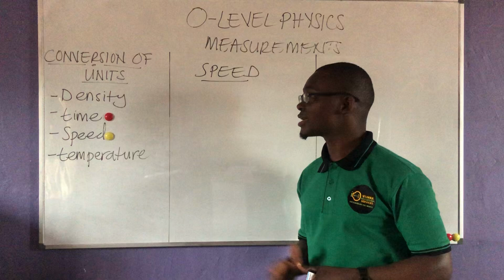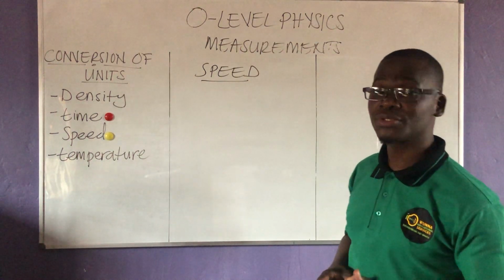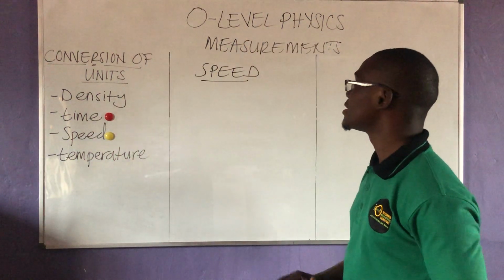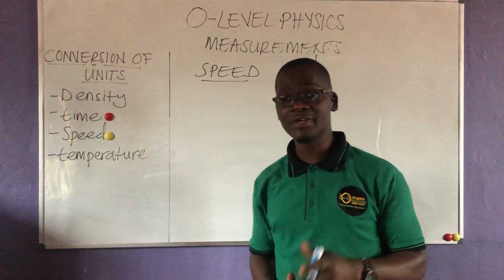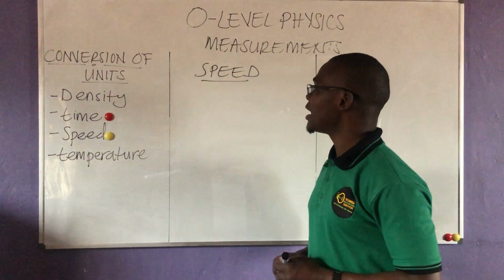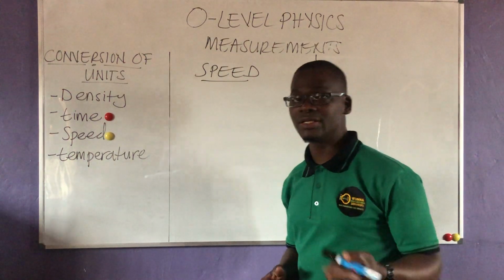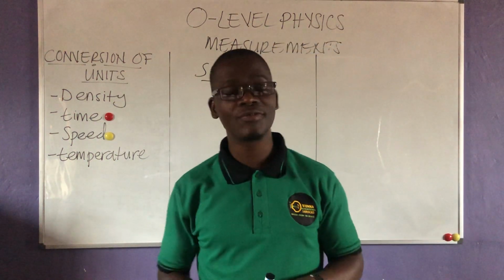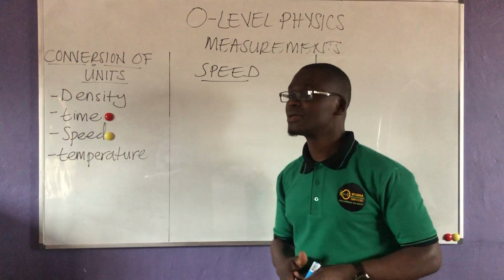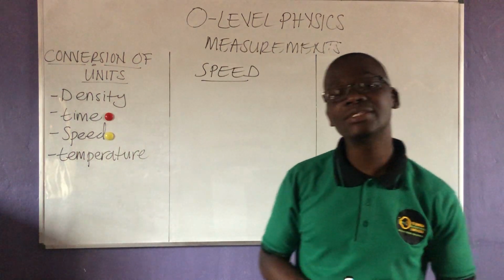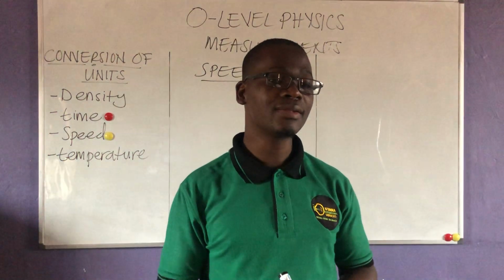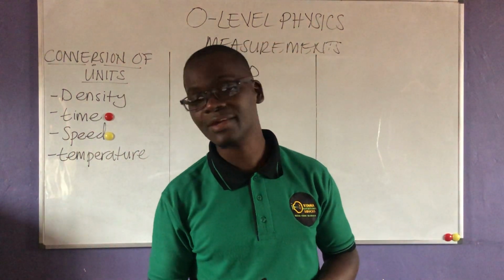Today, we shall be looking at how we convert units of speed. We are still looking at O-level physics, and we are specifically looking at a topic known as measurements. Under speed, we shall look at the definition of speed, the units of speed, and how we get speed. Speed is a derived quantity, derived from length and time.